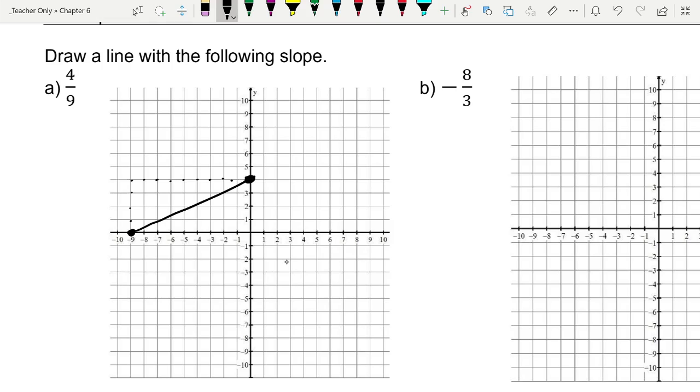Now it doesn't matter where I started. In fact, here, let's do it again. Let's start at the point -5, -5, right there. Rise 4 and run 9. 2, 3, 4, 5, 6, 7, 8, 9. What do I notice about my 2 line segments? They're parallel, right? They would actually never cross even if they can continue forever.